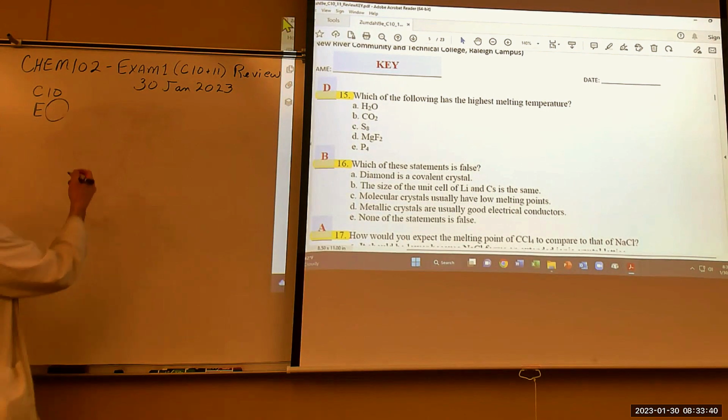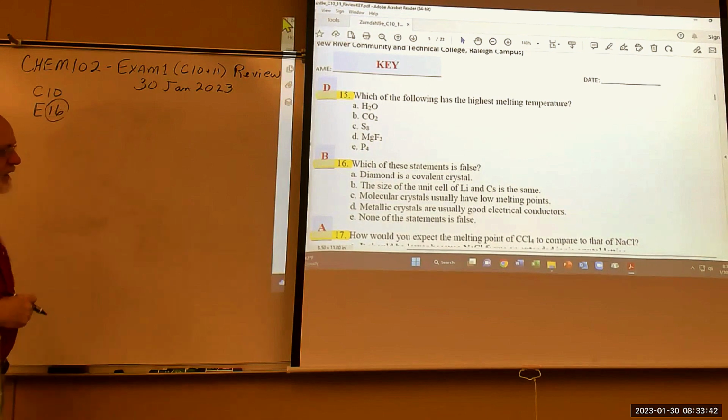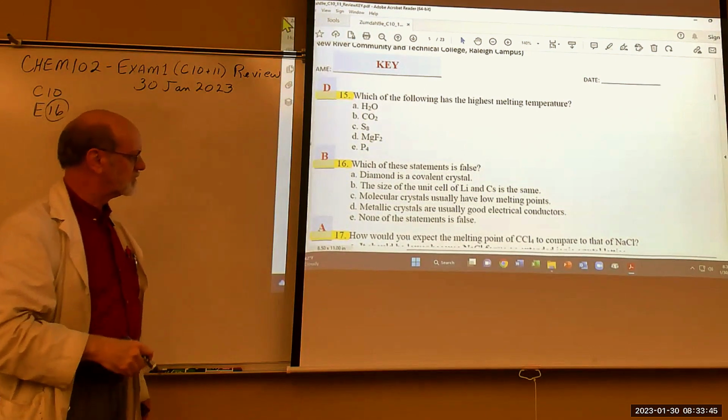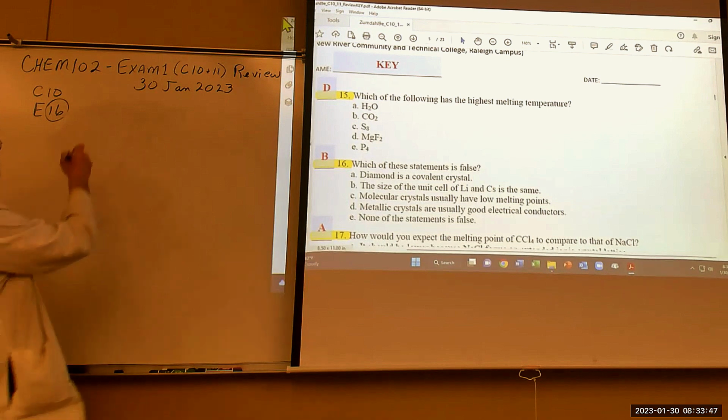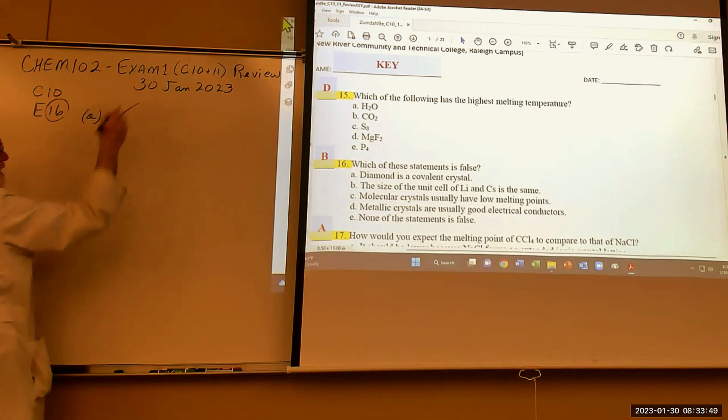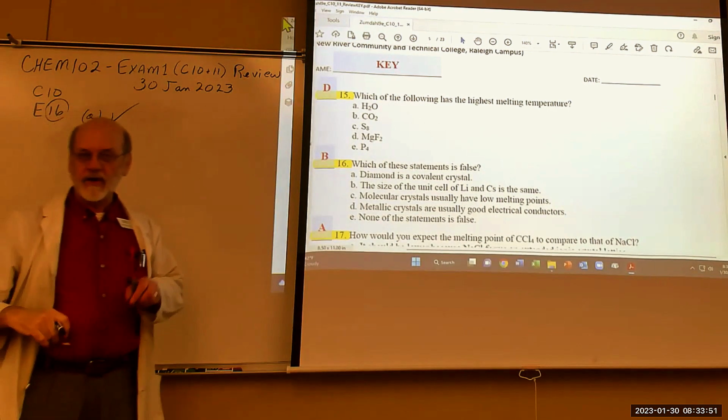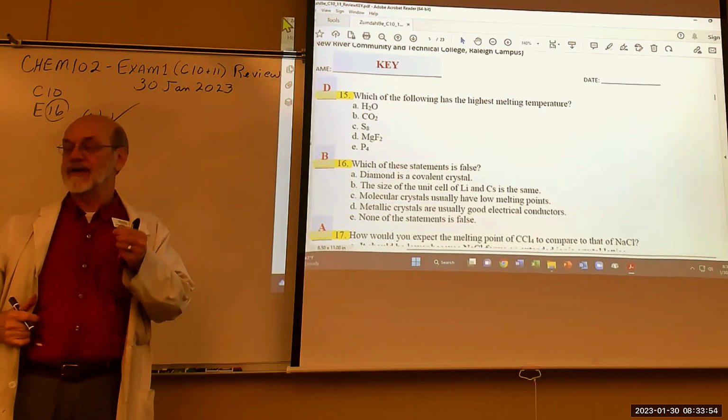Which of these statements is false? A diamond is a covalent crystal. Is that true? Yes, it is. Every carbon atom in that crystal is covalently bound to the other one.